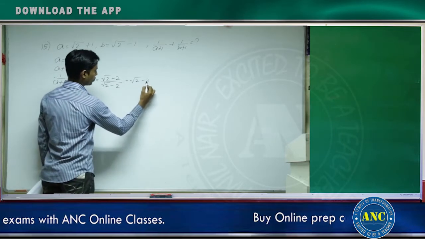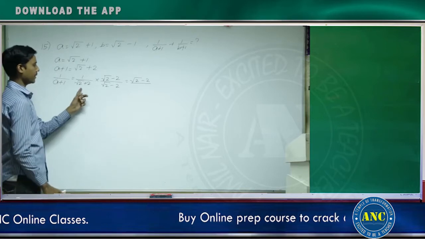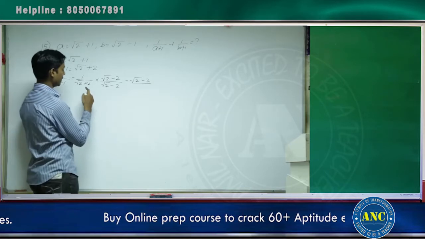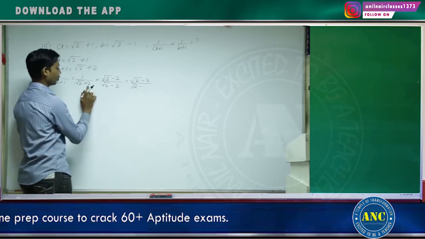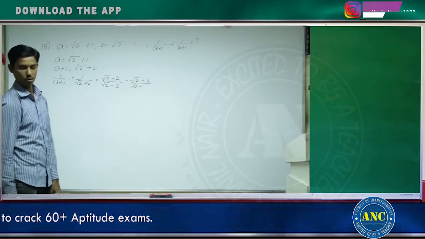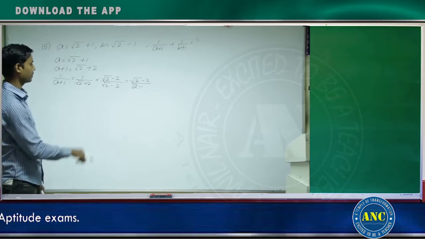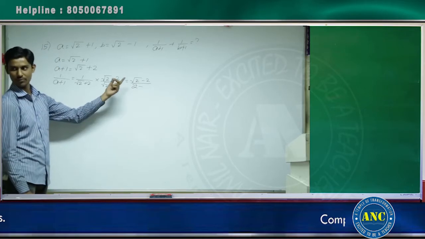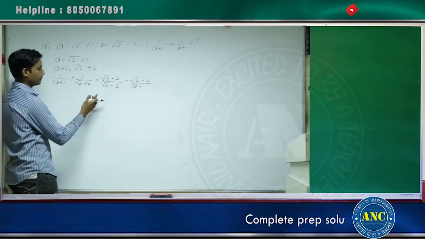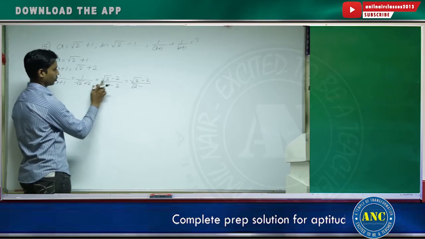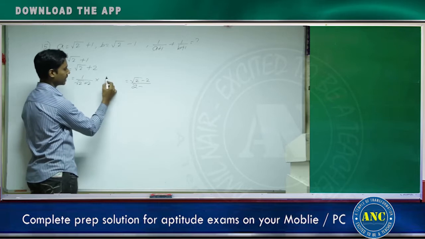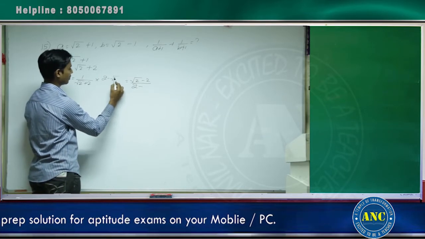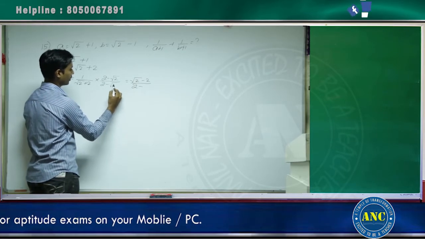The denominator is (A plus B) into (A minus B), which is A square minus B square. So root 2 whole square is 2, minus 2 whole square is 4, right? So what I will do is shift it so that I will not get a negative value. This becomes 2 plus root 2, and the numerator becomes 2 minus root 2 by 2 minus root 2. Anyway, you can take it either way, but still I don't want to get a negative value.